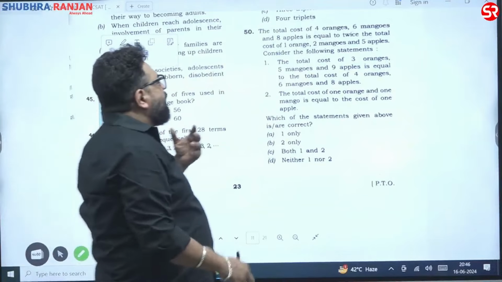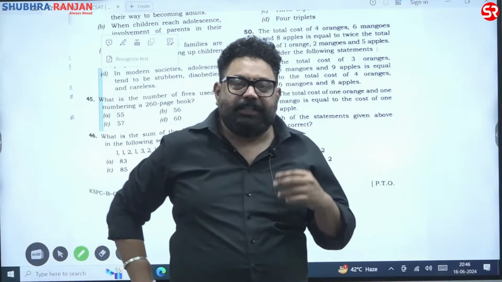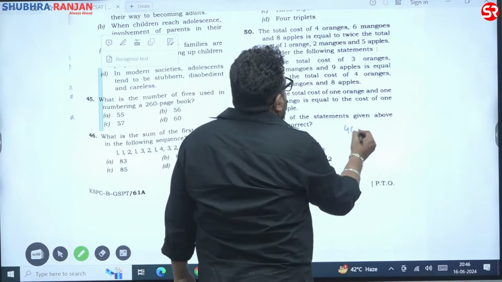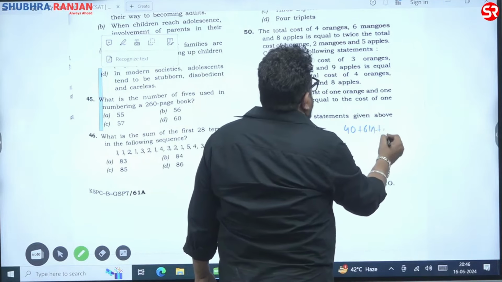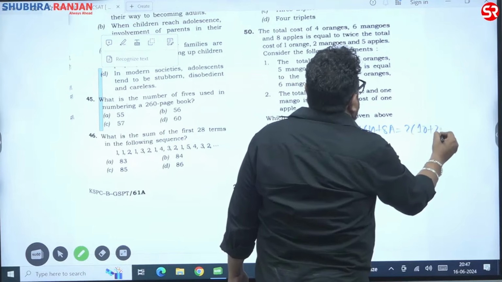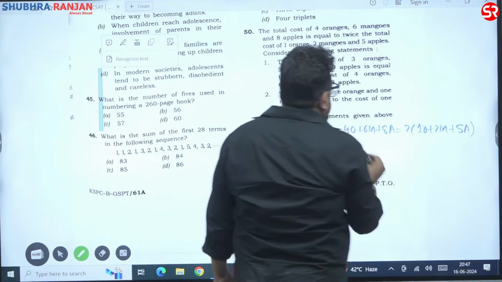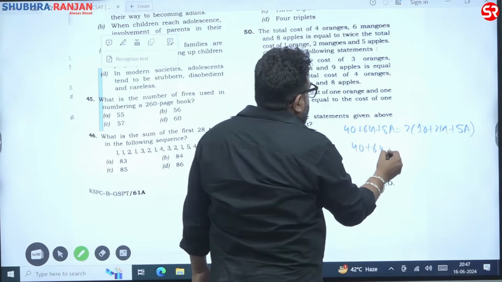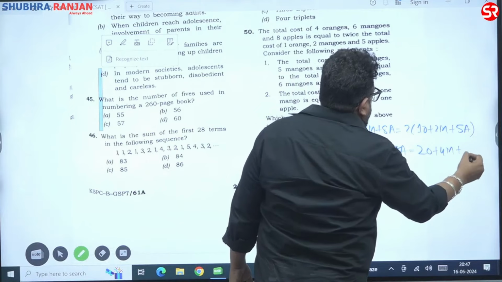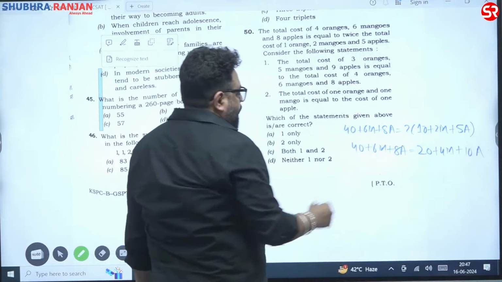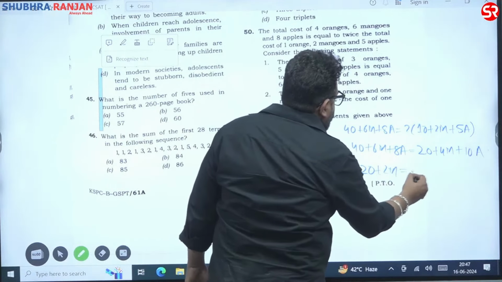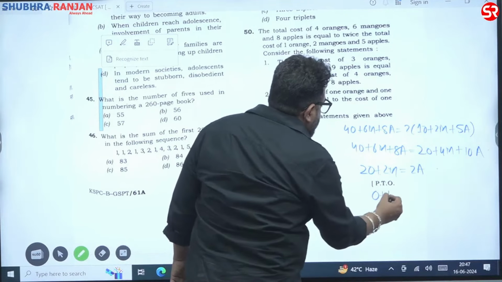The total cost, I think most of the people have left this question on face value, thinking that it is going to be very tough. I have realized this. So the total cost of 4 oranges plus 6 mangoes plus 8 apples is equal to twice that of 1 orange, 2 mangoes, 5 apples, which means 4 oranges plus 6 mangoes plus 8 apples is equal to 2 oranges plus 4 mangoes plus 10 apples. So once you solve it, 2 oranges plus 2 mangoes comes out to be 2 apples, which means orange plus mango is equal to apple.